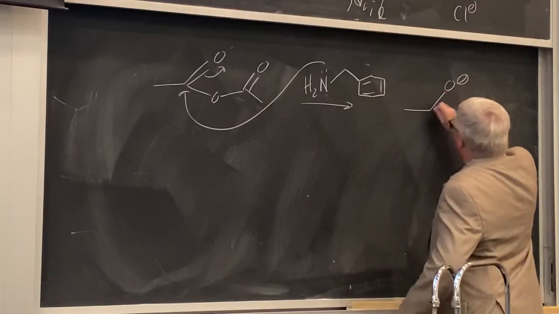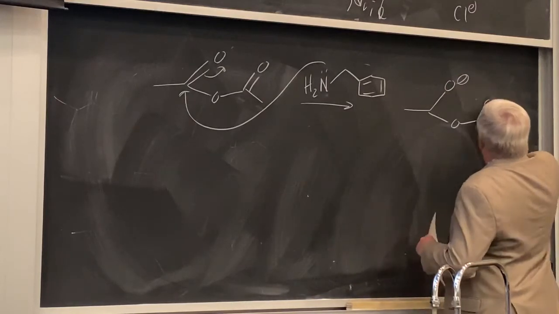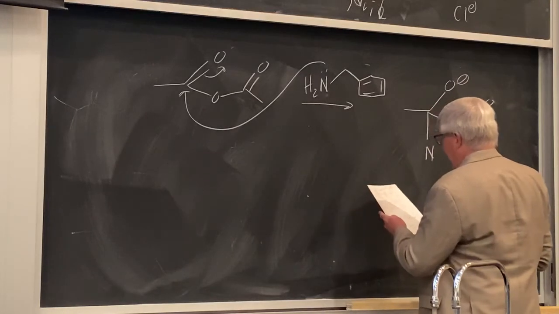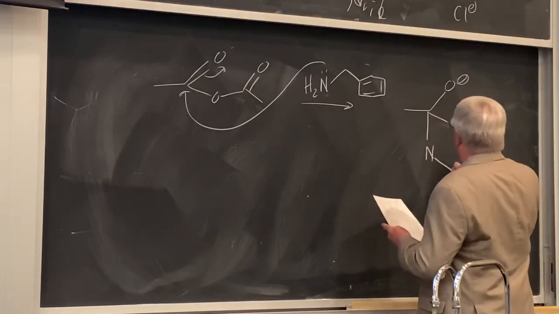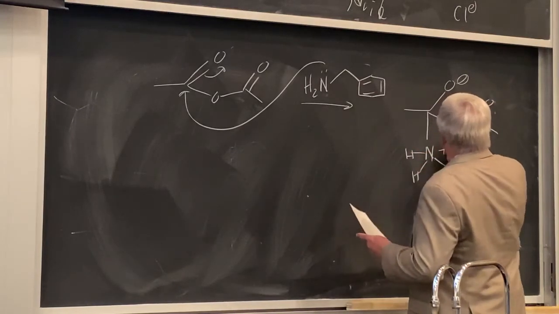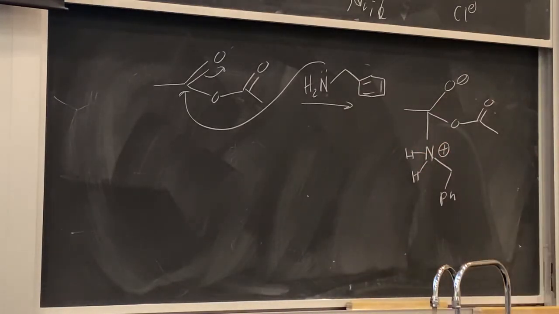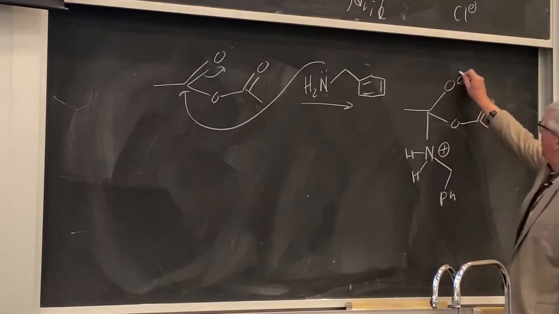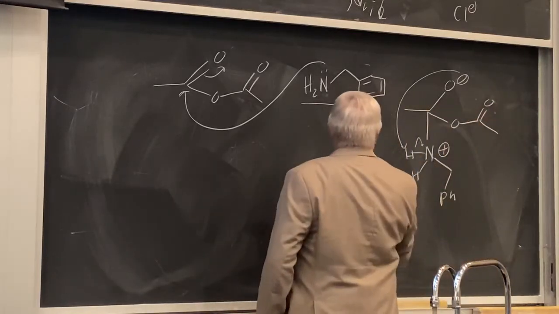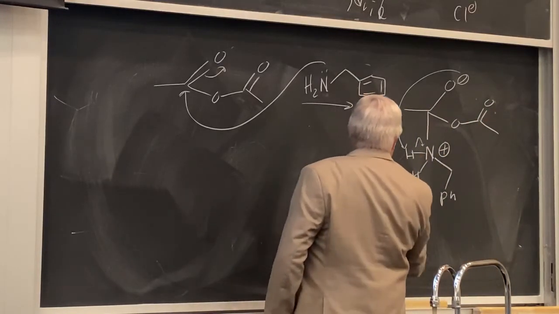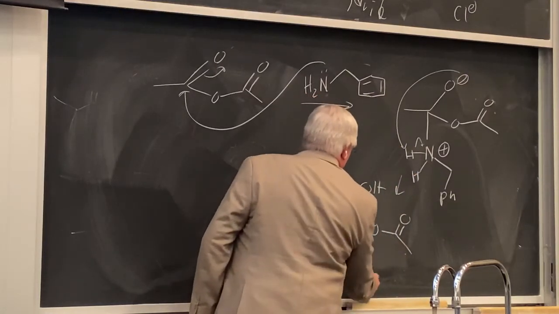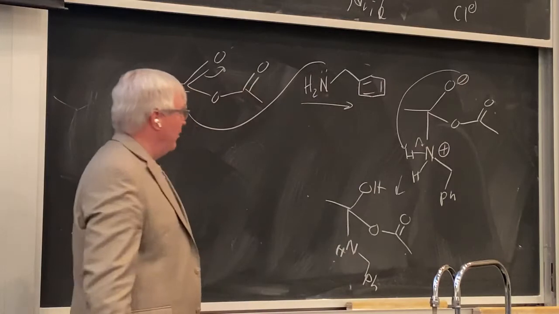O minus. We got O, the acetate part, and then we've got the amine here, which will have the benzene there and the two hydrogens on it. So what can we do at that point? Well, we can transfer a proton here off of the ammonium. So we have OH, acetate, and the neutral amine, which will become the amide, of course.